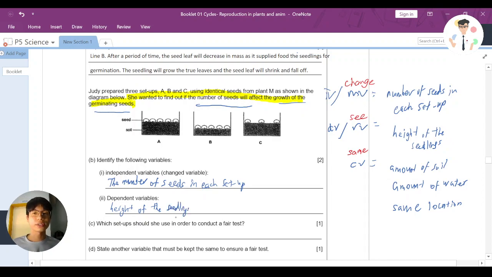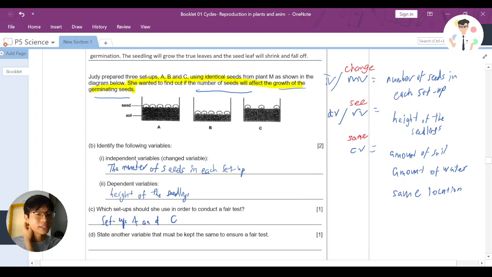The next part, which setup should she use in order to conduct a fair test? So now we have A, B, C, right? So which one do you need to use? I mean, this is kind of obvious, because we must make sure the number of seeds is different. So you can't put A and B, right? And to be fair, we must have the same amount of soil. So A and C is basically exactly what we want. So setup A and C.